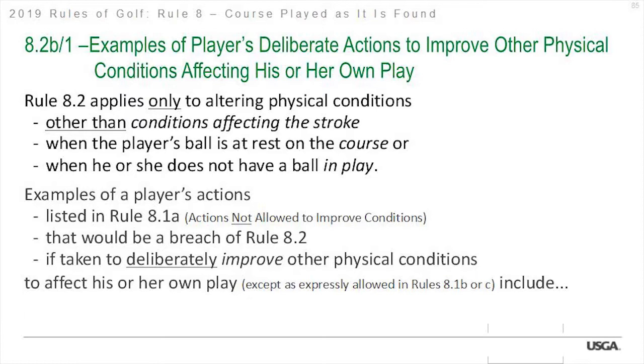Deliberately is underlined because, if you happen to be walking along and step down a divot, and your ball comes to rest on that divot afterwards, this was not a deliberate action. Unless you went over there and stamped it down. So this rule is just covering the difference between deliberate and accidental.